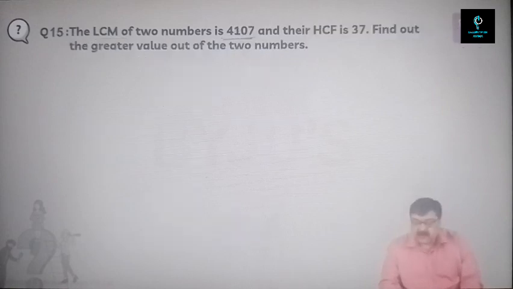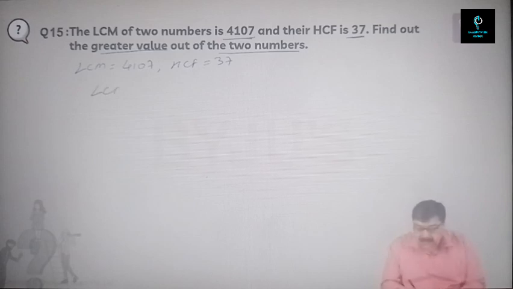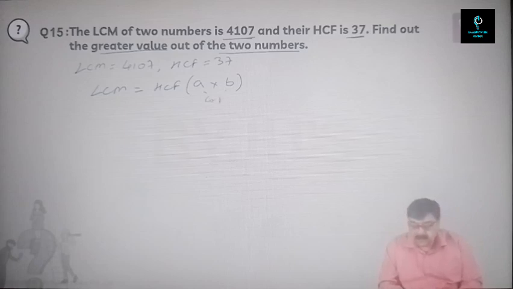The LCM of two numbers is 4107 and HCF is 37. So LCM is given to us as 4107. HCF is given to us as 37. Find out the greater value out of the two numbers. Now we know that LCM is equal to HCF into product of co-primes. These are co-primes. So this is 4107 equals 37 into A into B.